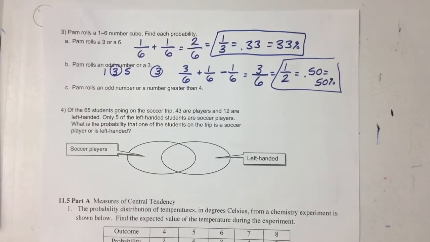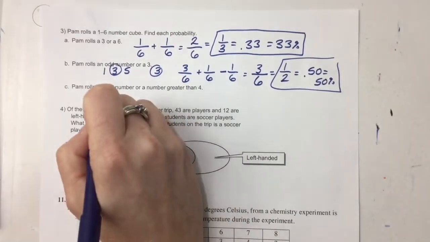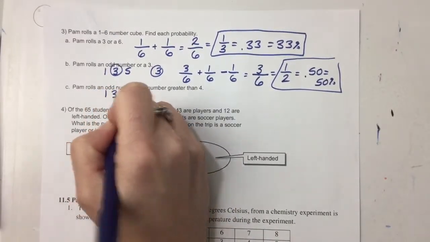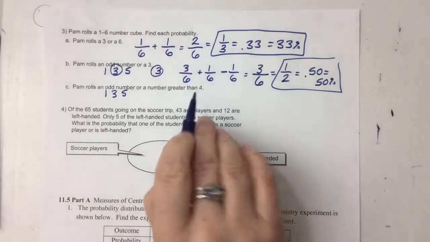Let's look at another one. Pam rolls an odd number, 1, 3, or 5, or a number greater than 4.